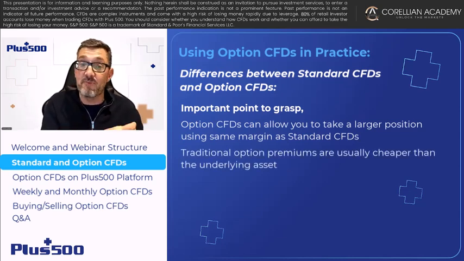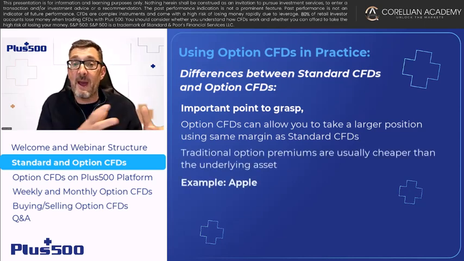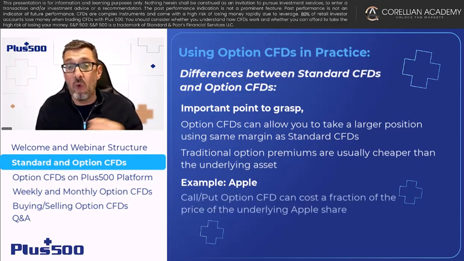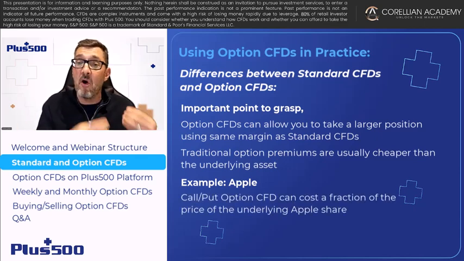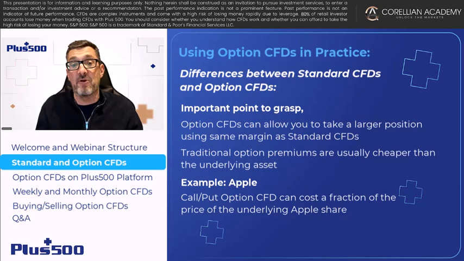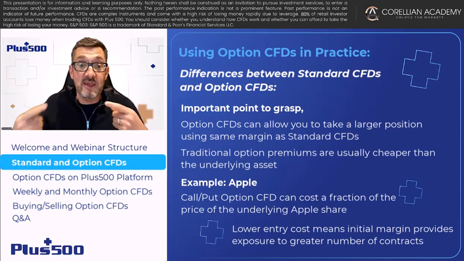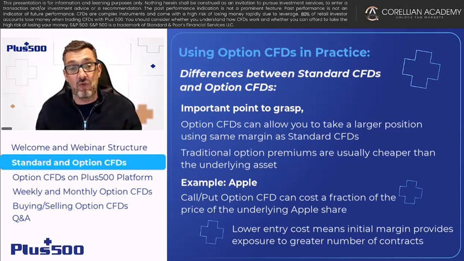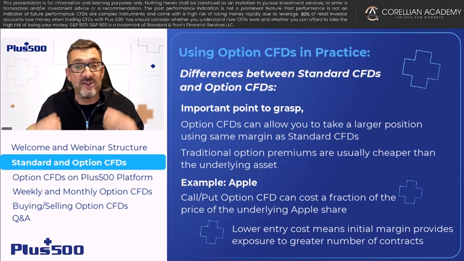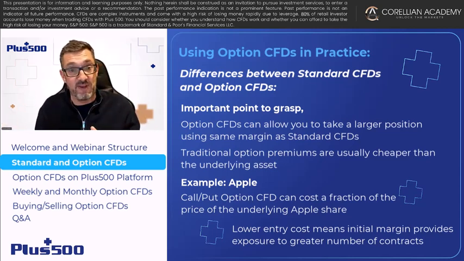Simply because option premiums are usually cheaper than the underlying asset. If we use Apple as an example, a call or put option CFD can often cost just a fraction of the price of the underlying share. And that lower entry cost means your margin stretches further, giving you exposure to a far greater number of contracts. And that's where the power and the danger of option CFDs comes in.